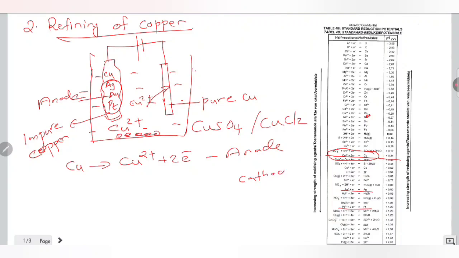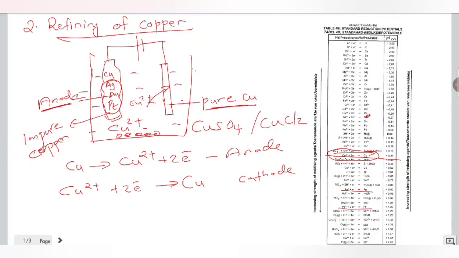So at the cathode, this copper ion will undergo reduction. So you write the same reaction from left to right, which is Cu2+ plus 2 electrons gives Cu. That is the cathode reaction. So that means the size of the anode will decrease and the size of the cathode will increase. So you will get pure copper from refining of this copper.